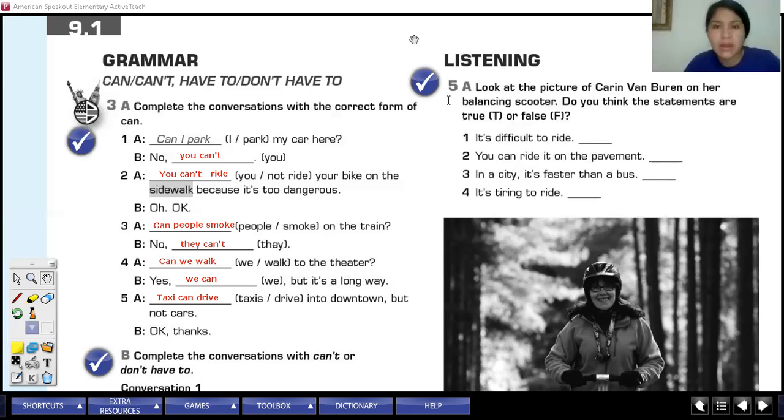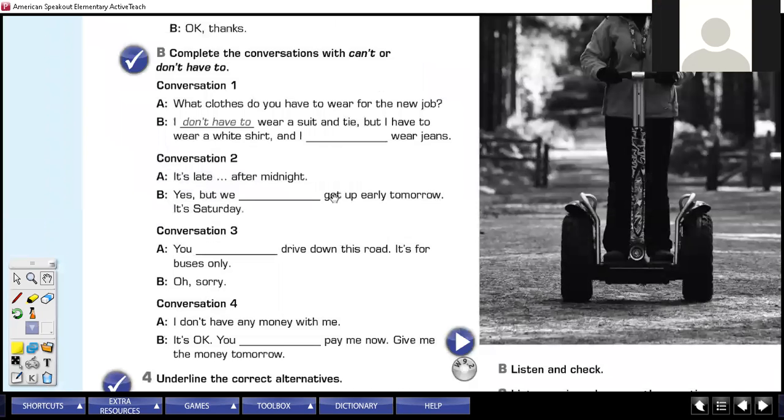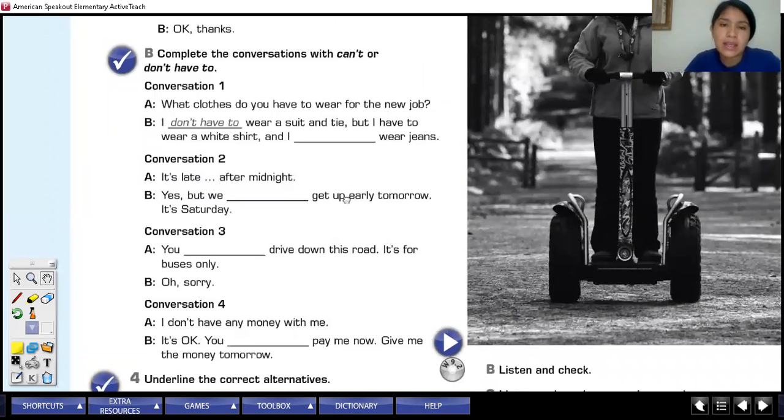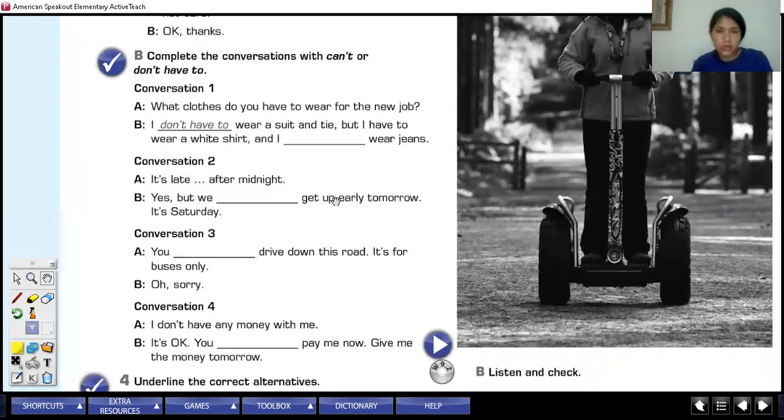No? Okay. Now it says in here, complete the conversations with can't or don't have to. It will be the last exercise, and while you do it, I'll go and take attendance. Okay.